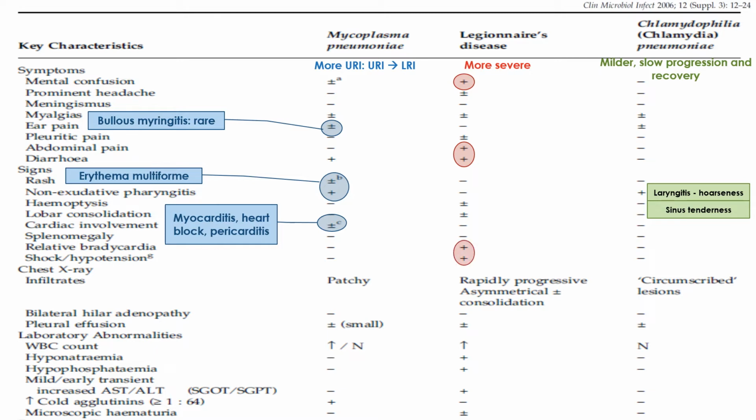Relative bradycardia, as I mentioned in the last slide, is more common in Legionnaires' than in the others. But this disease is severe and can present with shock. Legionnaires' disease is a severe form of infection caused by Legionella, but the patient may present with a milder form called Pontiac fever. This is a minor form of Legionnaires' disease, a flu-like illness, while the more severe form is Legionnaires' disease.